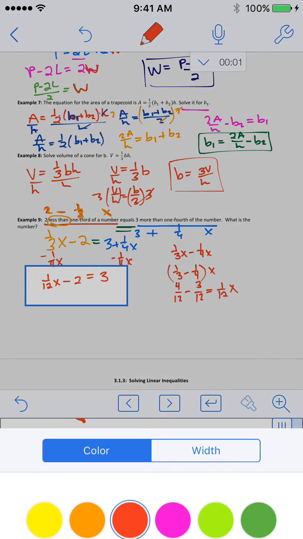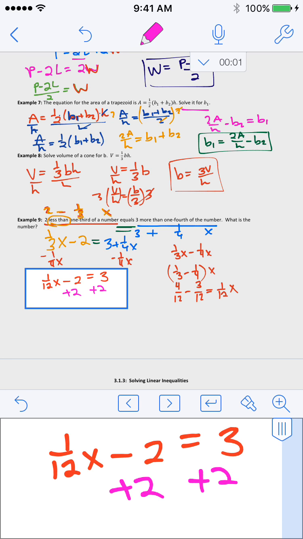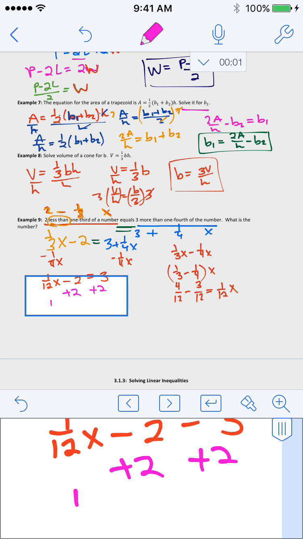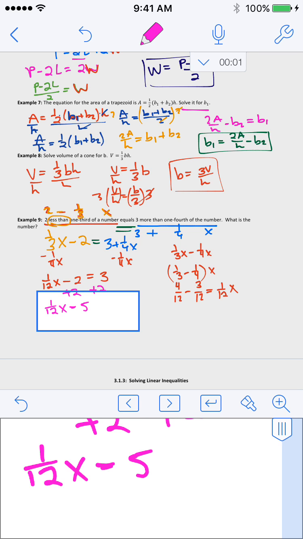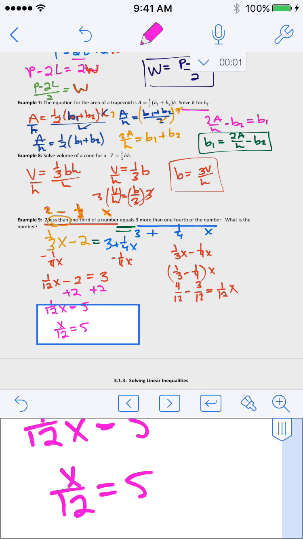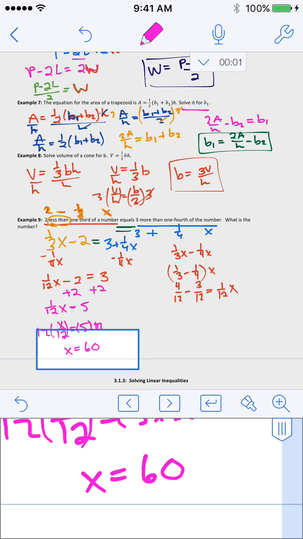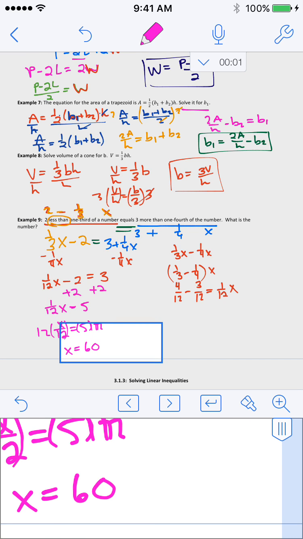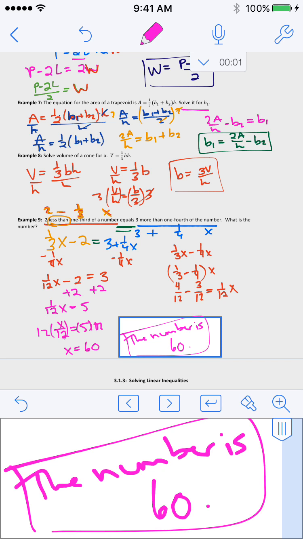All right, so back to the problem now. I will add 2 to both sides. Notice I'm still going as far away from the variable as I can. I end up with 1/12 x is equal to 5. Or in other words, x over 12 is equal to 5, because that's the same thing. And then I multiply by 12 on both sides. x is equal to 60. So in order to answer the question, what is the number? The number is 60.